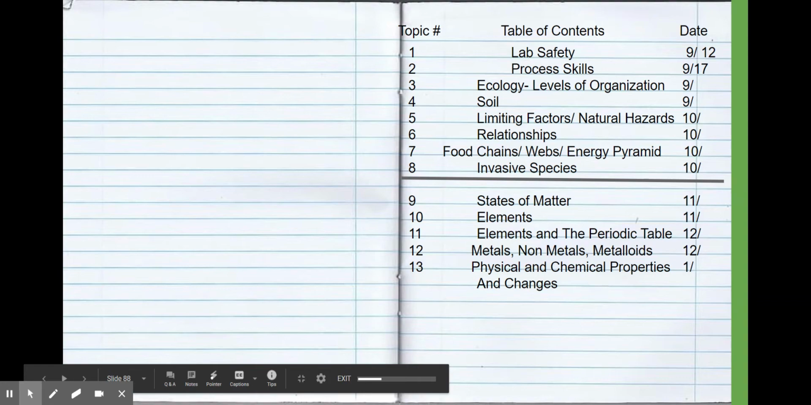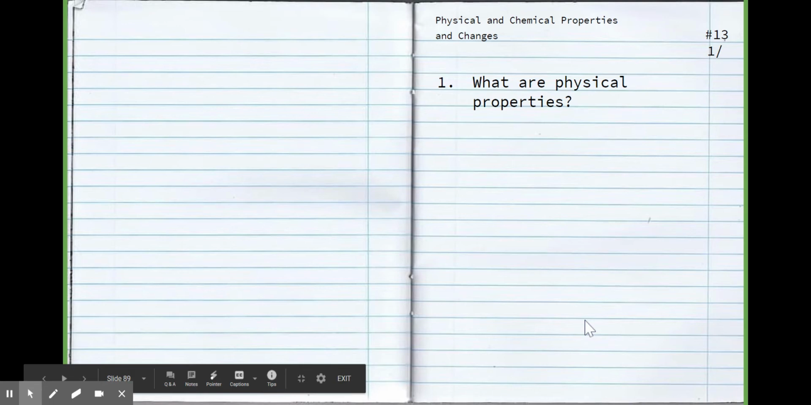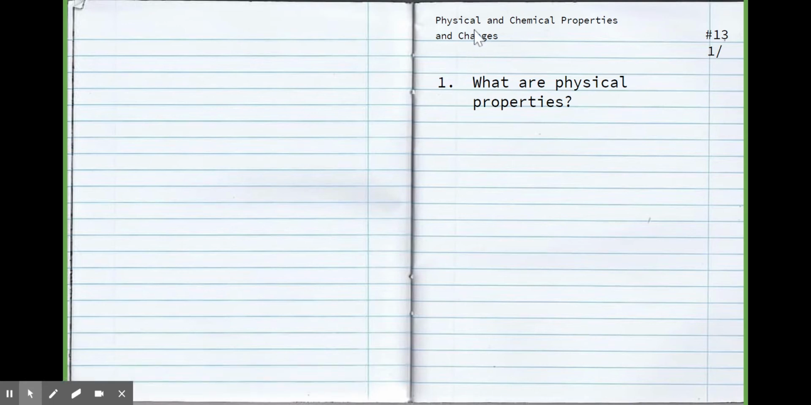We're going to cover topic number 13 today, physical and chemical properties and changes, and you'll date it accordingly to the date, whether you're A day or B day. So, topic number 13. Again, properties and changes, and chemical changes. And question number 1, what are physical properties?